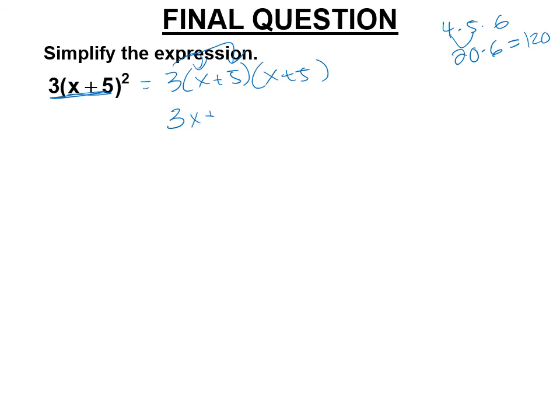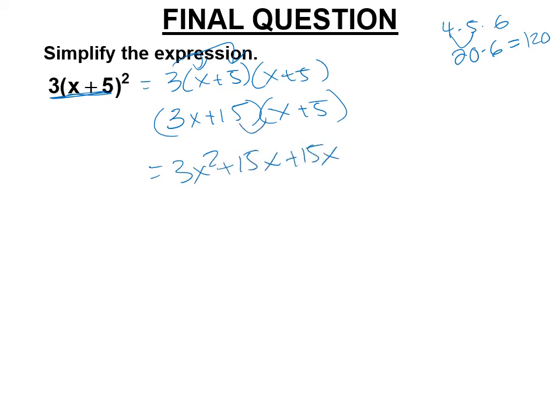Now you can do distributive property if you want, and then you can multiply those. You get 3x squared. 3x times 5, 15x, plus another 15x in the middle. 15 times 5 is 75. So this is 3x squared plus 30x plus 75.